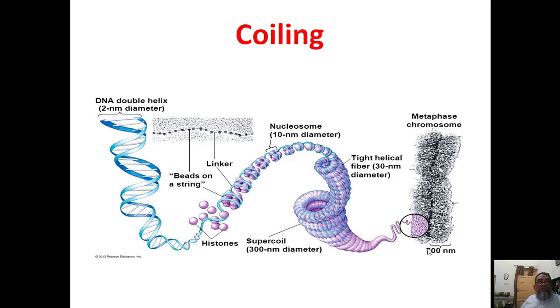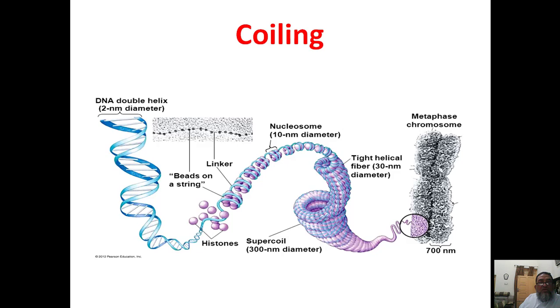This is the coiling phenomenon. This diagram will tell you how the chromatin material is coiled itself. This is the 2 nanometer diameter. These are the two rungs, and in between are the nucleotides. This is 2 nanometer coiling. Coiling means twisting of a DNA molecule.